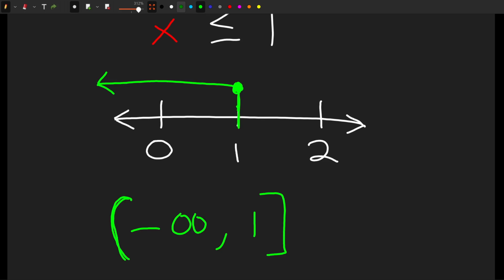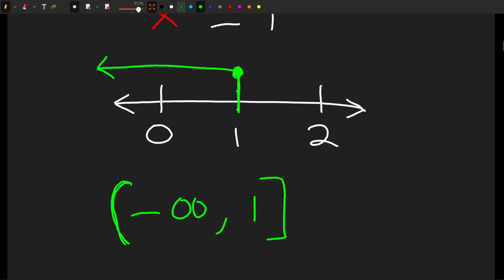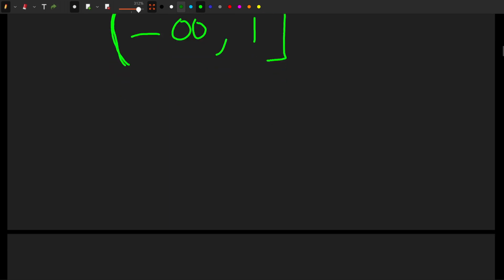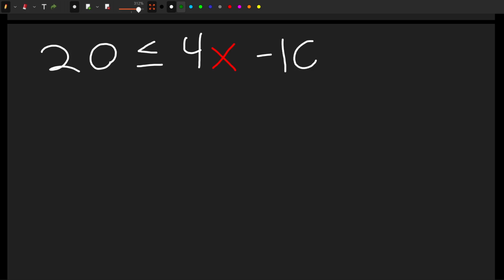All right, we're going to move on to problem number 4. For problem number 4, we have an intersection inequality. And so we're going to have the problem 20 is less than or equal to 4x minus 10 is less than or equal to 30.